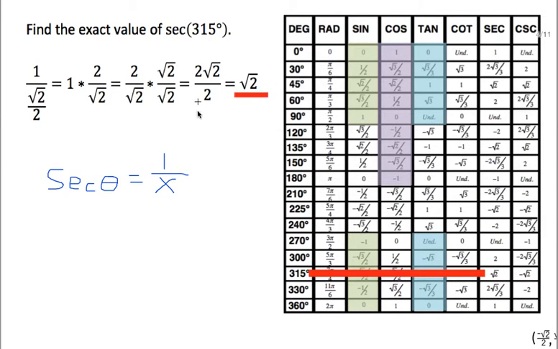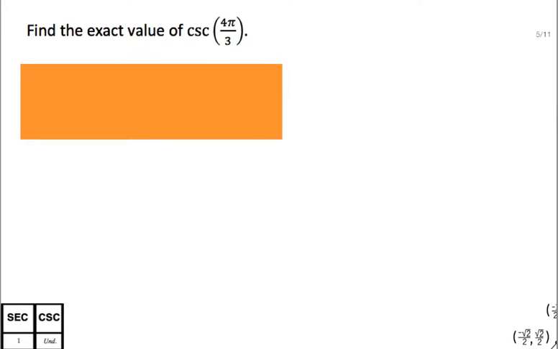So I can get my answer from my unit circle or my trig table. Unit circle, you have to do all this extra work. Trig table, you just look at the trig table. You're done in like 5 seconds flat. All right, moving on. Next one, find the exact value of cosecant of 4 pi over 3.